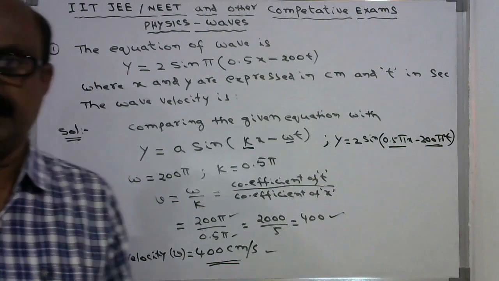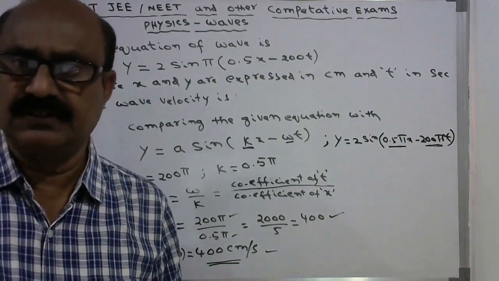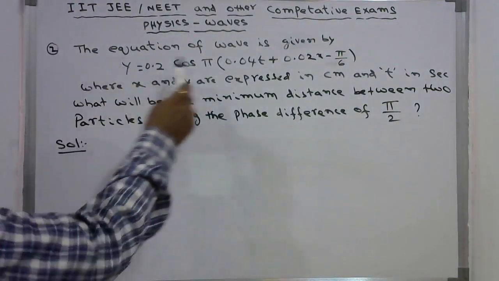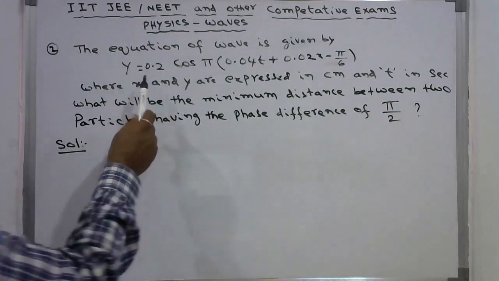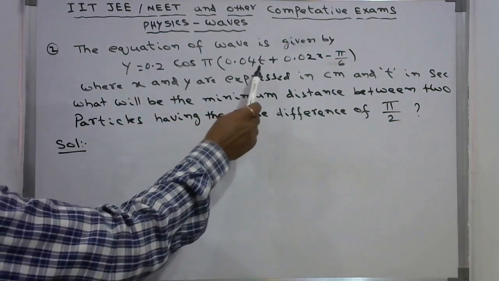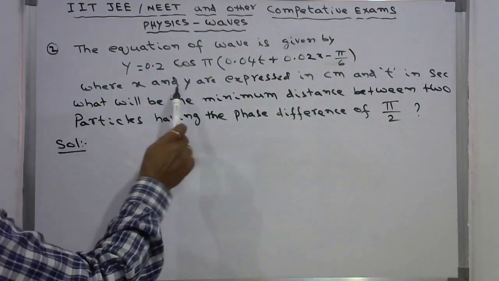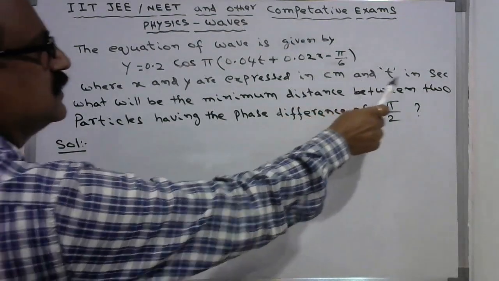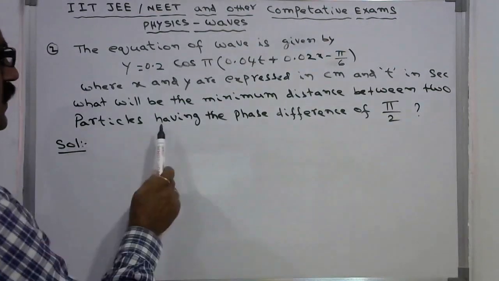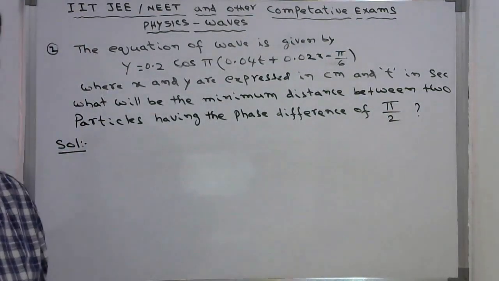Now let us go to the next important problem based on this progressive wave equation. See the second problem. The equation of wave is given by y is equal to 0.2 cos pi into (0.04 t plus 0.02 x minus pi by 6), where x and y are expressed in centimeters and t in seconds. What will be the minimum distance between two particles having the phase difference of pi by 2? This is the given problem.